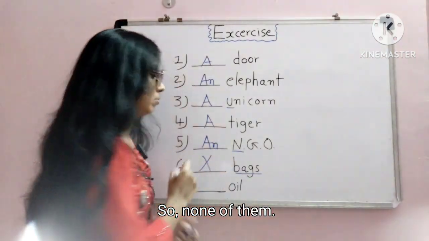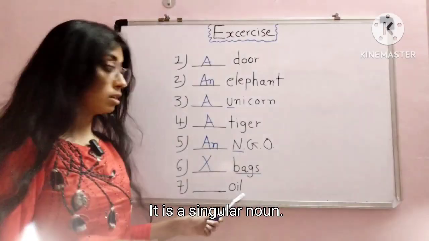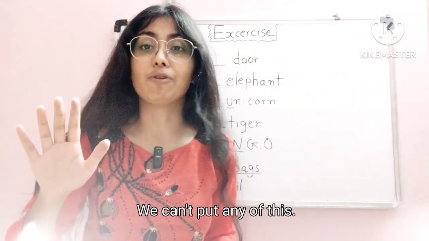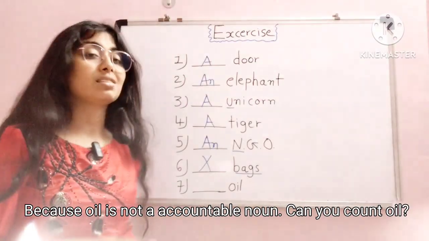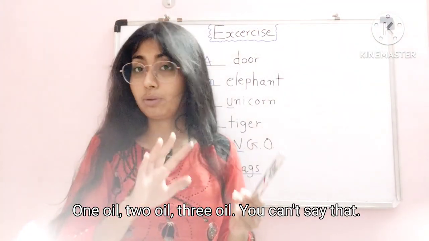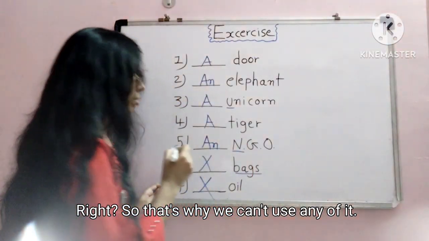So, none of them. Last one is oil. What are you going to put? It is a singular noun. Are you going to put a or an? We can't put any of these because oil is not a countable noun. Can you count oil? One oil, two oil, three. You can't say that, right? So that's why we can't use any of it.